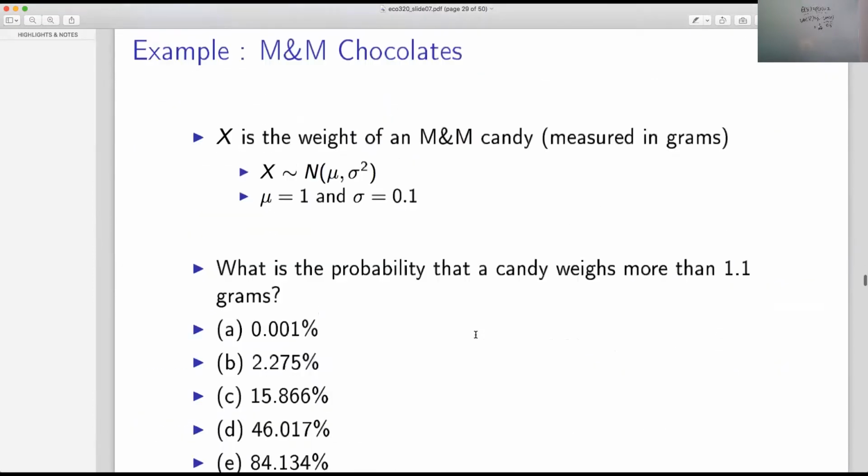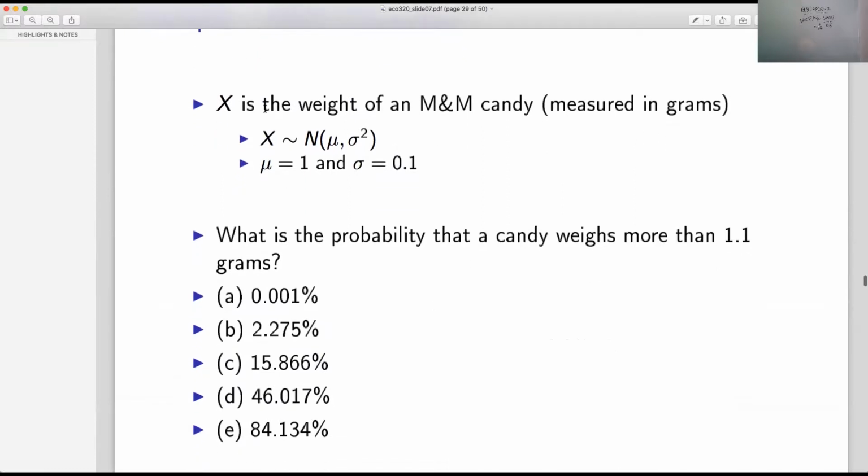But still, it will give you the same answer. So if x is the weight of an M&M candy measured in grams, and it follows a normal distribution with a mean equal to 1 and sigma, or standard deviation, equal to 0.1, what is the probability that a candy weighs more than 1.1 grams? You might want to pause this video and try to work on this.